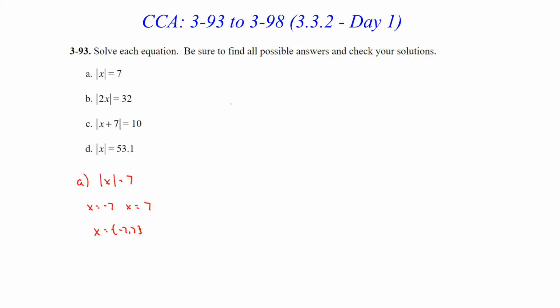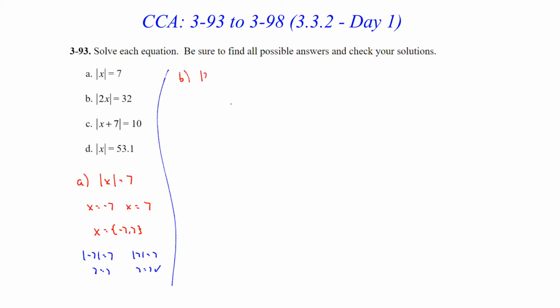And to check this, once again, you're just plugging in, showing that the absolute value of negative 7 is 7, and that the absolute value of 7 is also 7. So there's your check. Now, I might not go through and check every single one, but that's the idea on how to check these. All right, moving on to B.